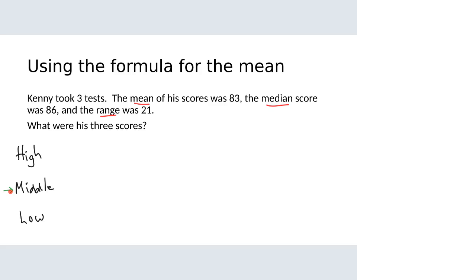Very good. Escadar, Riley, Xochitl. Perfect. I was told right here in the question that the median was 86. There's only 3 of them, so the median's the one in the middle. So his median score, his middle score, was 86.